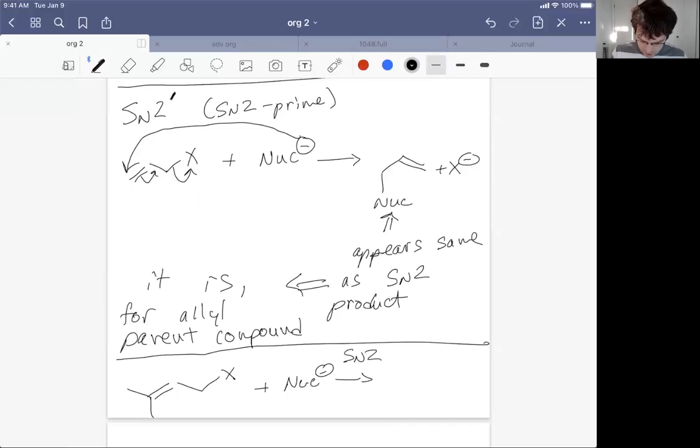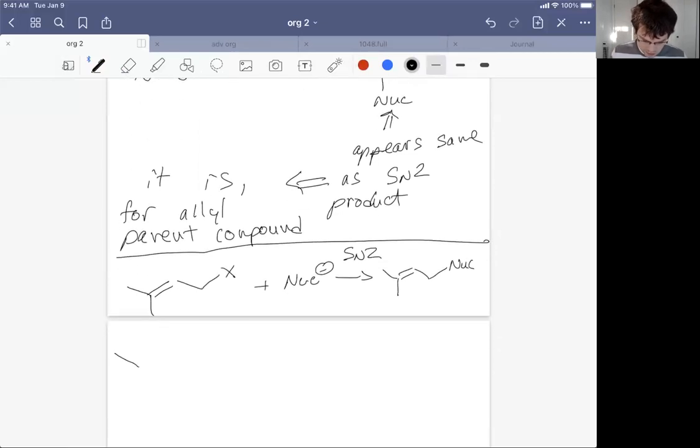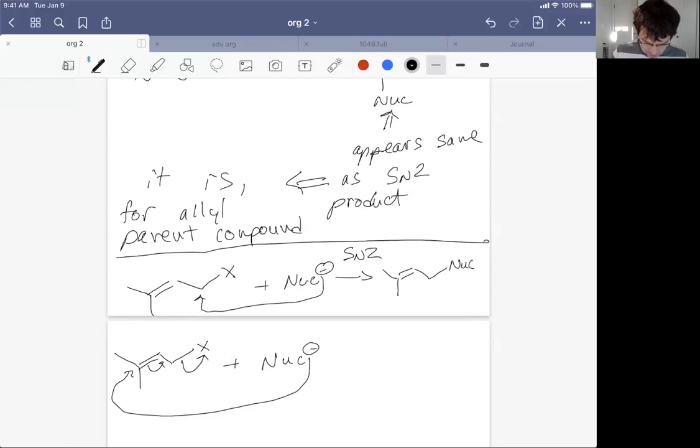the Sn2 reaction will give us this product, whereas the Sn2 prime will attack over here, push the double bond over, push the leaving group off. And then I should have drawn the curly arrow before. That's different than if we just attacked the allyl carbon directly. So this is Sn2 prime.